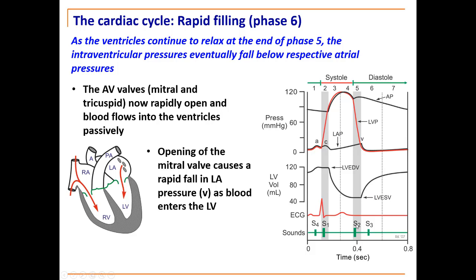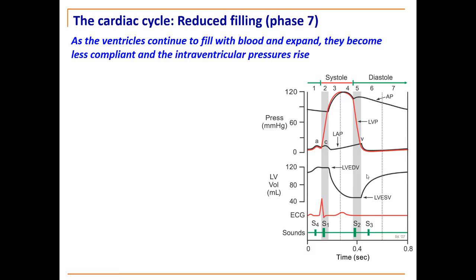The main ones we need to focus on, of course, are S1 and S2, which is closure of the valves. So what we've got in this stage 6, we've got this rapid filling as the atrial pressure is greater than the ventricular, and we're getting ventricular filling. And then we move into the final phase, which is phase 7, and this is where we get reduced filling.